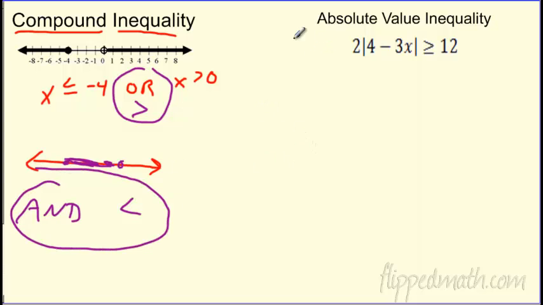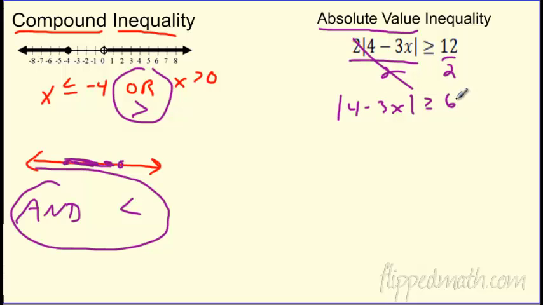So that was helping us solve absolute value inequalities. All this is an inequality with an absolute value sign. So the first thing you do is simplify it. Get all the way down just to the absolute value. So remember, divide both sides by 2 to get this thing rolling. And you've got the absolute value of 4 minus 3x is greater than or equal to 6. So what happens here? I can't do any more to the absolute value.